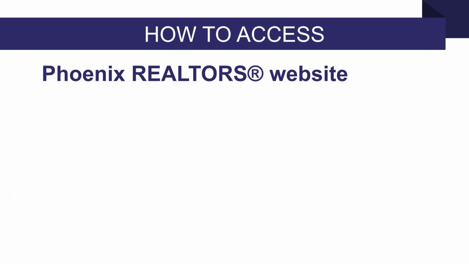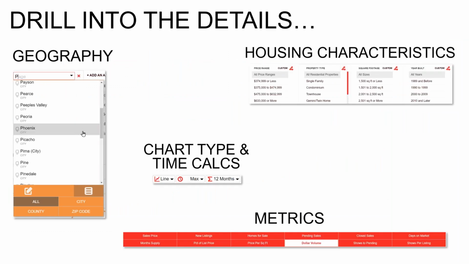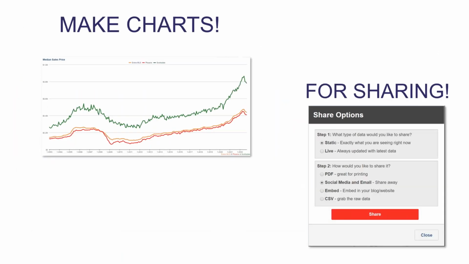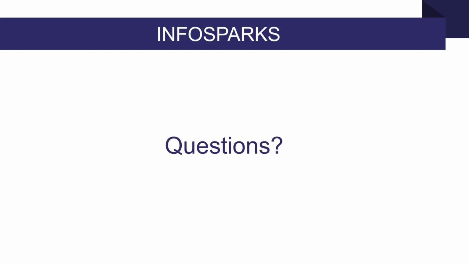So again, how do we access this? From the Phoenix Realtors website, and I'll walk you through access again a little bit later. And so with InfoSparks, your latest member benefit, you have that ability to really drill into details, filtering by geography, filtering further by the types of property selling, looking at line charts and bar charts, looking at sales activity all the way back to 2003, looking at things in a monthly or rolling period view, looking at all those different metrics we saw at the bottom. We can customize the ranges of several, and we can make charts that are great for sharing. If there are questions about InfoSparks, please feel free to send those in.